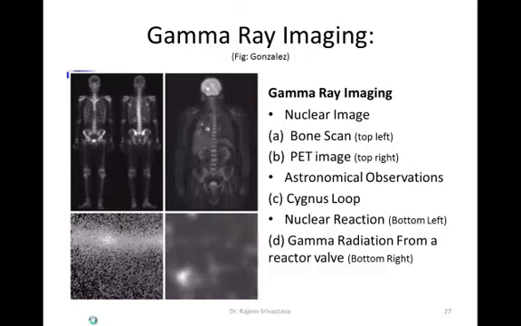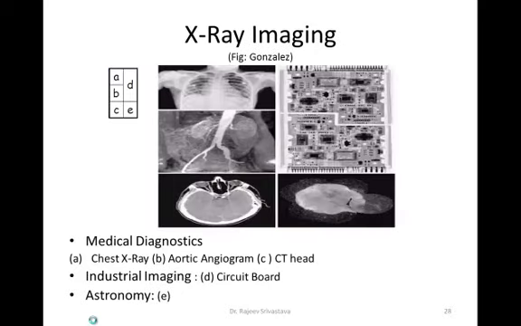The third image, bottom left, is an application of gamma ray imaging used for astronomical observations. This image is the Cygnus Loop. Another application of gamma ray imaging is in nuclear reactions: gamma radiation from a reactor wall. This is an example of a nuclear reaction.